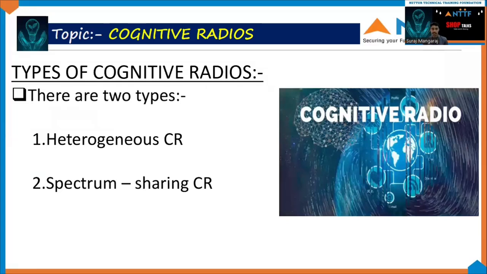Types of cognitive radios. There are two types: heterogeneous cognitive radios and spectrum sharing cognitive radios.